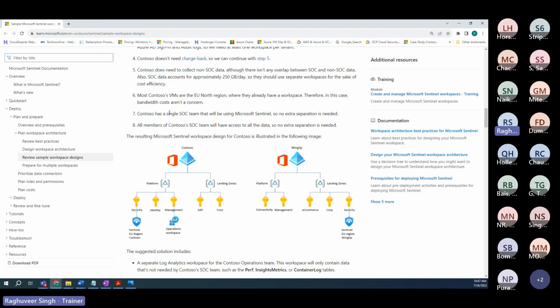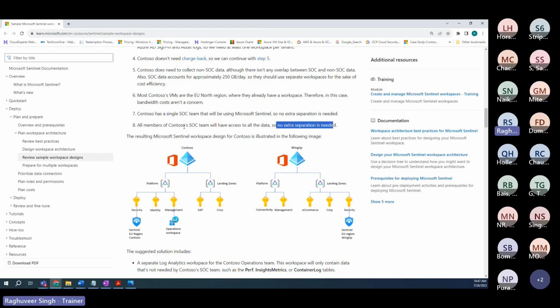Then Contoso has a single SOC team. This is where they have a single SOC team that will be using Microsoft Sentinel. So no extra separation is needed. The same SOC team will need it. It says all members of the Contoso SOC team will have access to all the data. So no extra separation is needed.